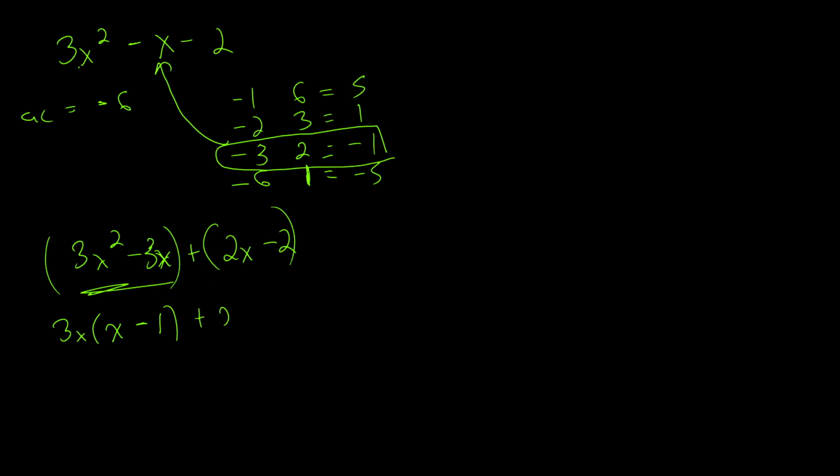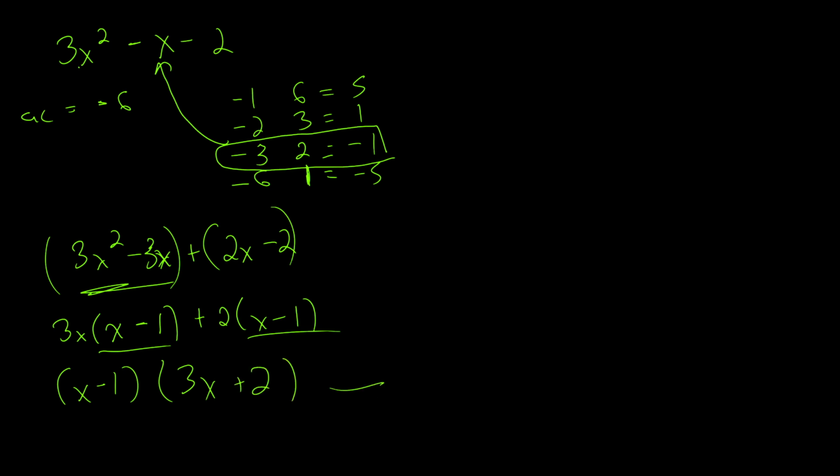And then I'm going to pull out a 2. These should be the same. So I pull the x minus 1 out front. And I'm left behind with a 3x plus 2. And if I FOIL these back, I will get to this. And so this is how we use the AC method to factor.